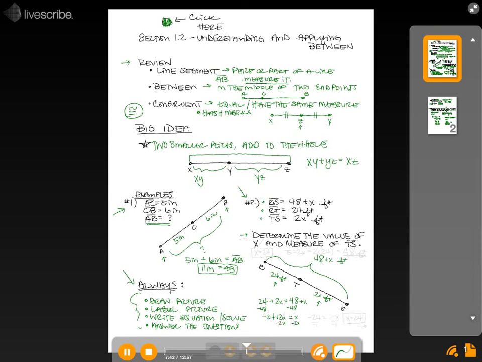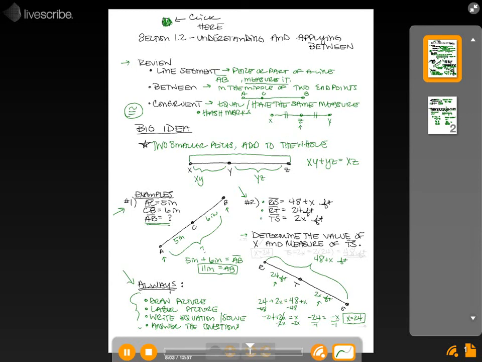Let's subtract my 2x now. Remember, I want to get x's all on one side by themselves. These cancel. So negative 24 equals negative x. Not quite done yet because x needs to be positive, so I'm going to divide by negative 1. And x equals 24.